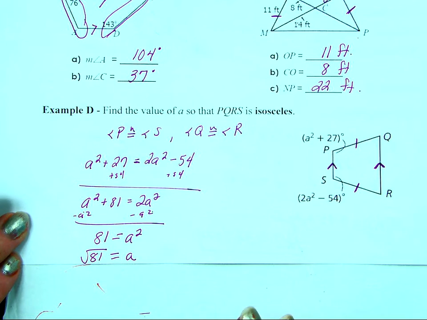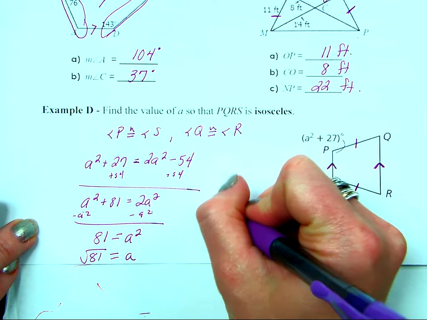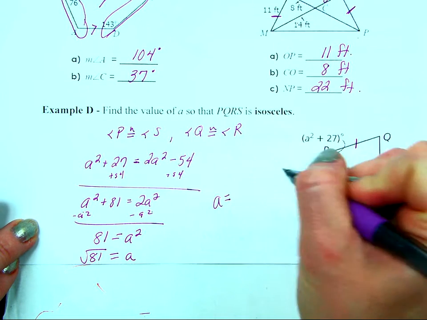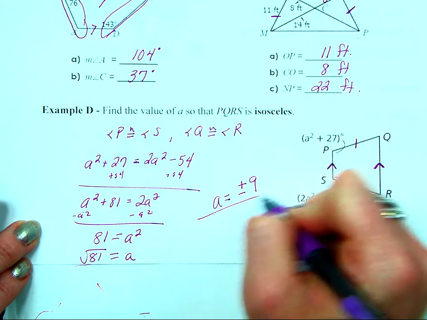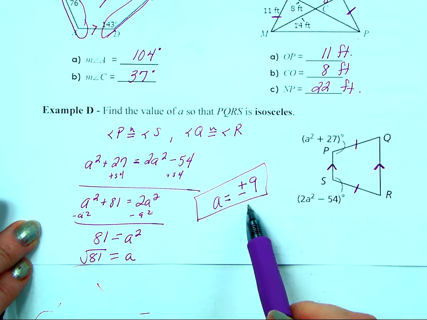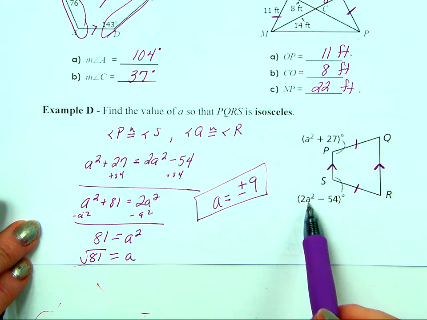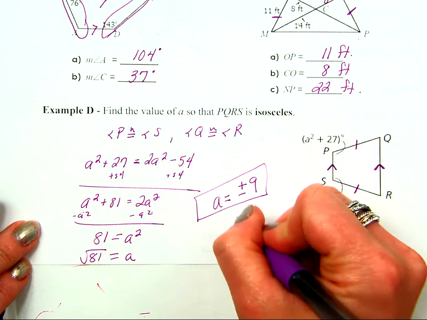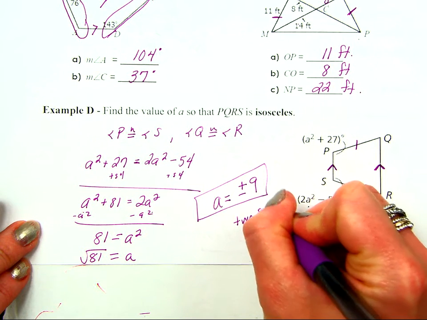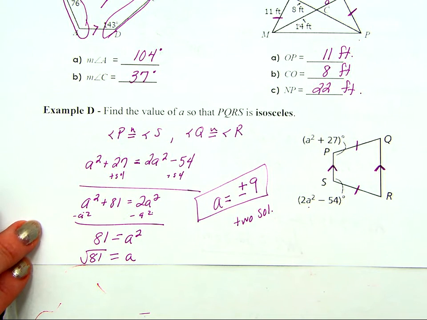Now we know that's a perfect square, but what I want to remind you of is technically there would be two solutions here. A would be plus or minus 9, positive or negative, and both of them would work because even when I put in a negative 9 here, when I square it becomes positive. So technically on this type of question, there are two solutions.